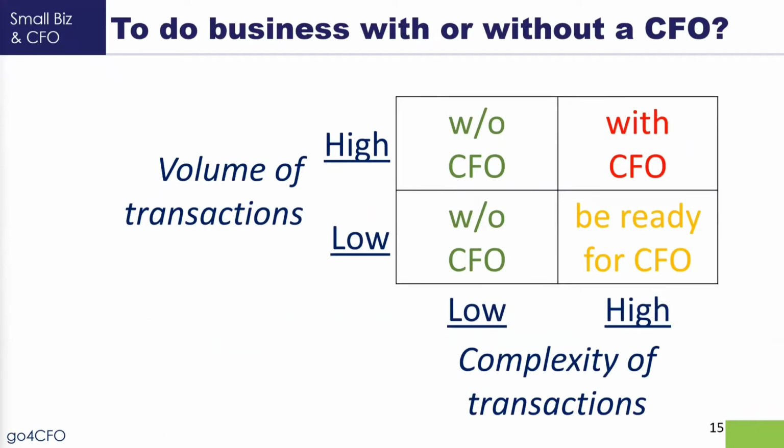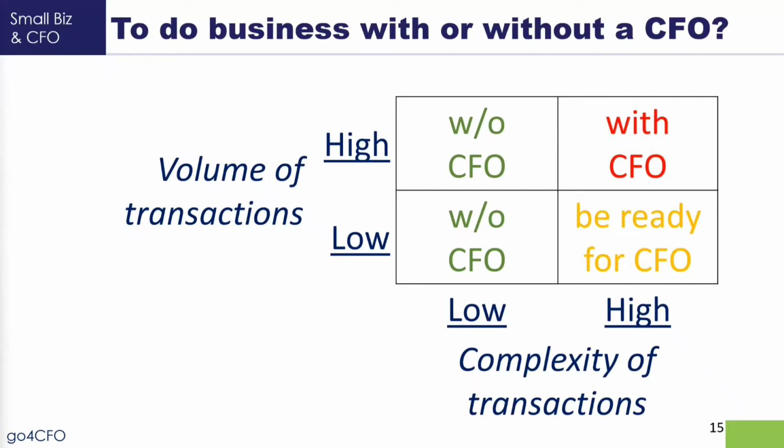Here is my very straightforward rule for you. Let's look at this simple diagram. It suggests two variables, volume of transactions and complexity of transactions. What I mean by the complexity, I'll tell you a bit later. So the rule is this.